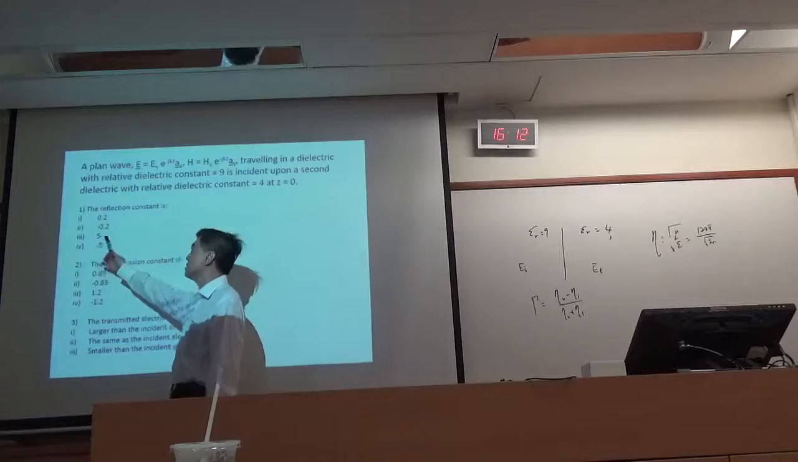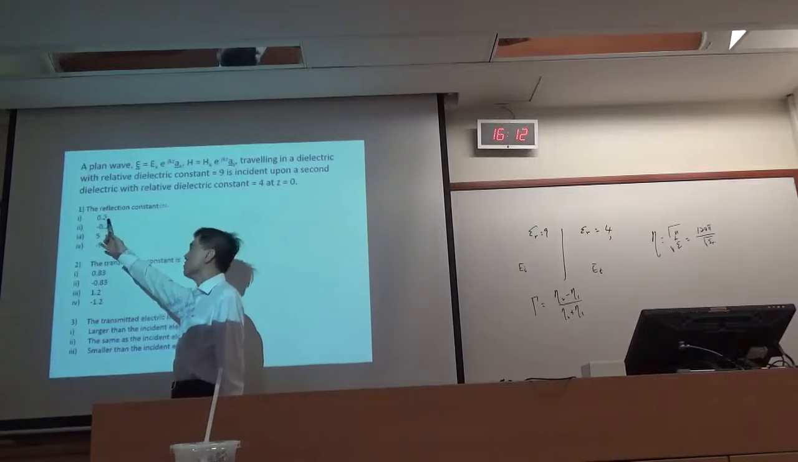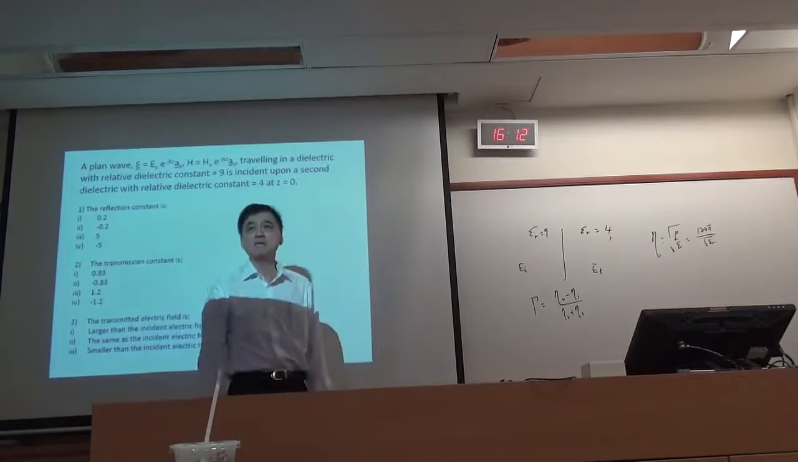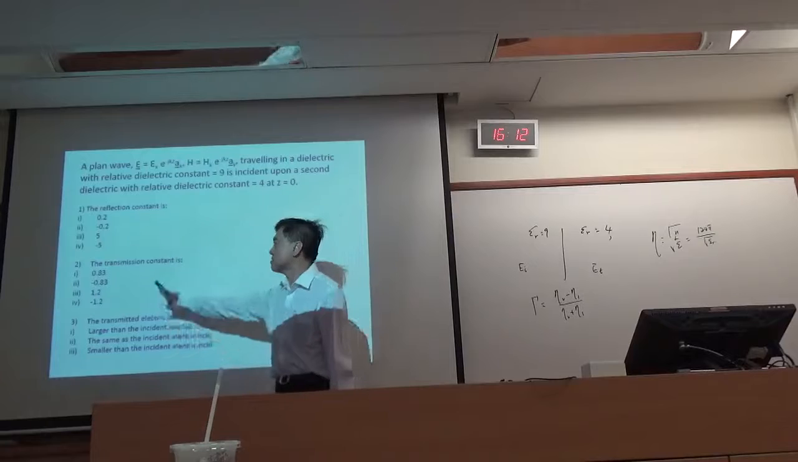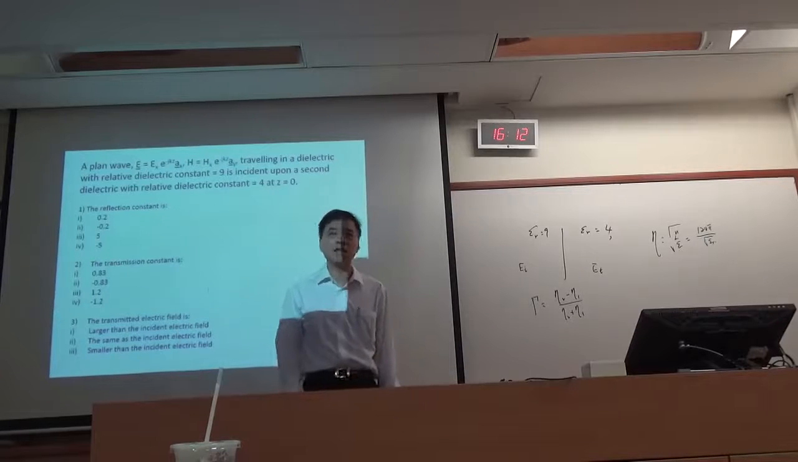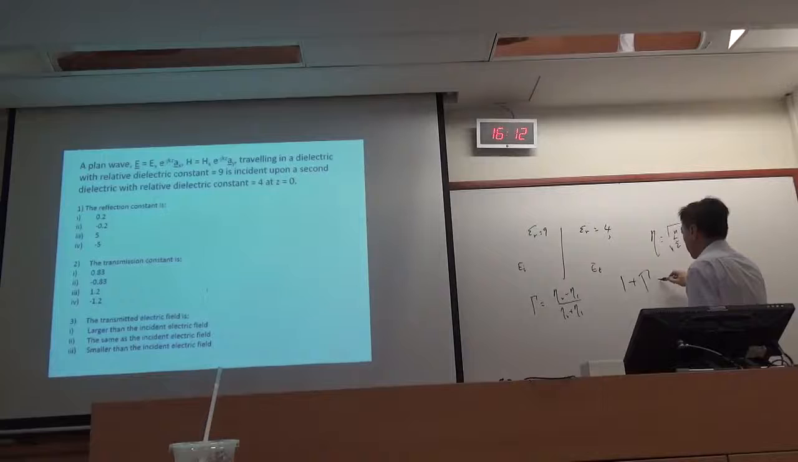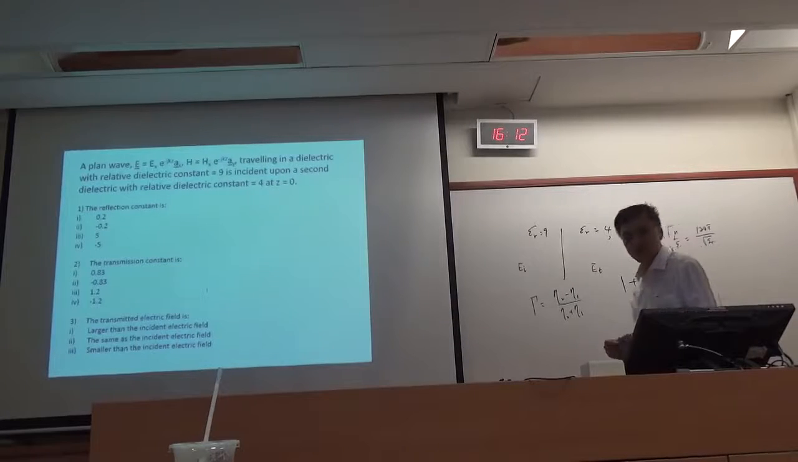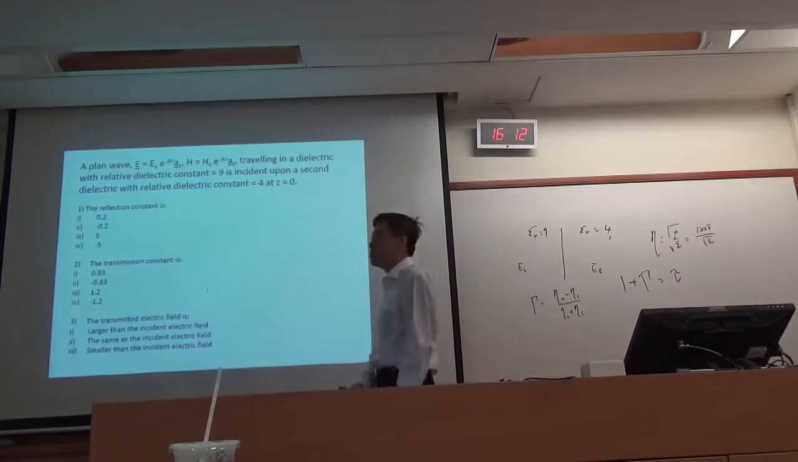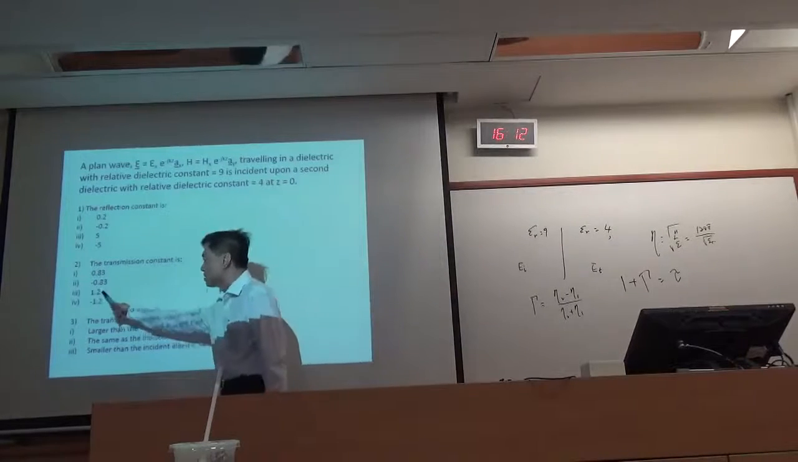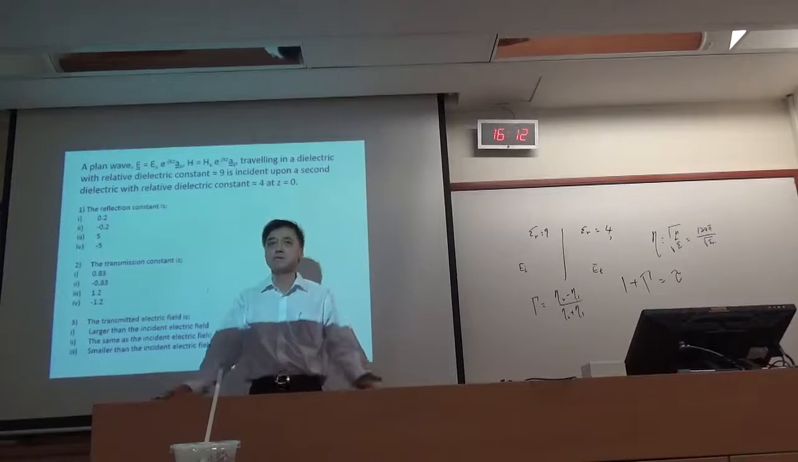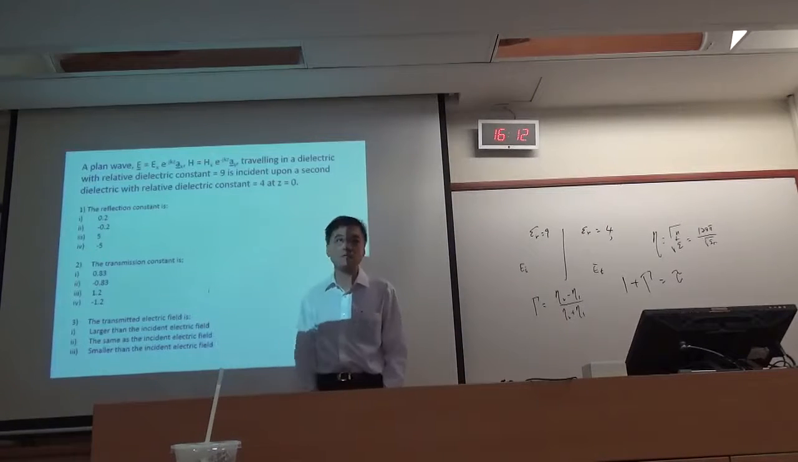You eliminate these two, then what? Positive or negative? Positive. Okay. Done. Then, transmission coefficient, do we have to calculate? No. Because 1 plus gamma is equal to tau. Since I know gamma is equal to 0.2, 1 plus 0.2 equals 1.2. What do you have to count? In 10 seconds you got the answer.